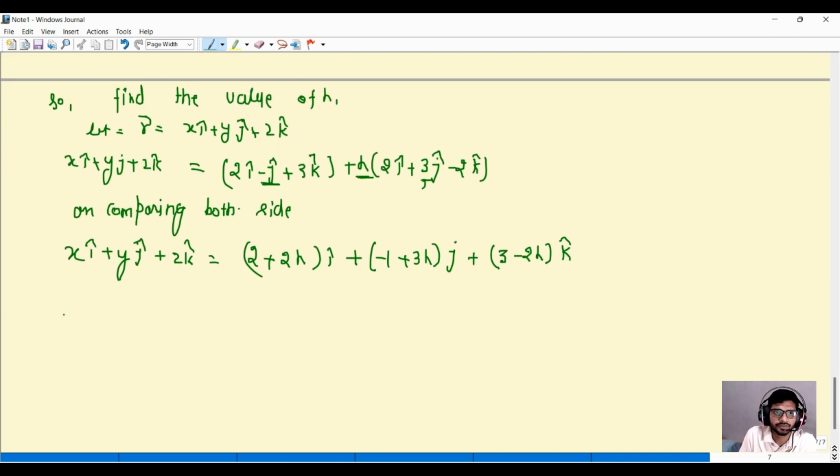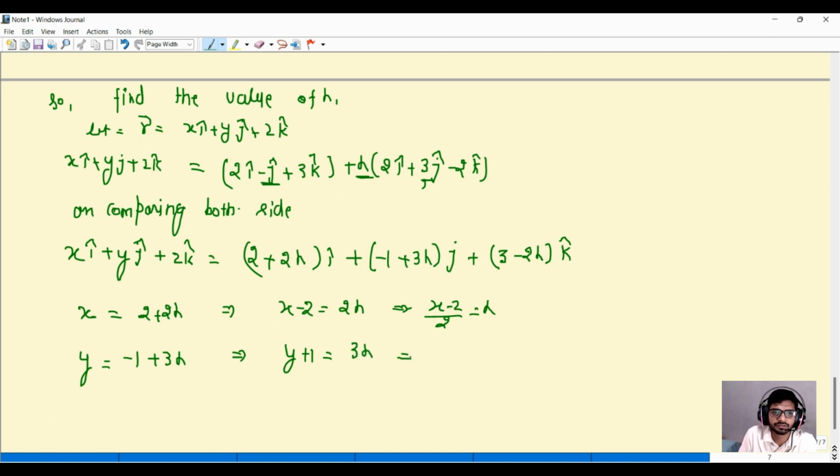Now we'll compare that. So x equals 2 plus 2 lambda. This will give x minus 2 equals 2 lambda, so x minus 2 upon 2 equals lambda. Now y equals minus 1 plus 3 lambda. So this will give y plus 1 equals 3 lambda, so y plus 1 upon 3 equals lambda. Now the z: z equals 3 minus 2 lambda, so z minus 3 equals minus 2 lambda, so z minus 3 upon minus 2 equals lambda.